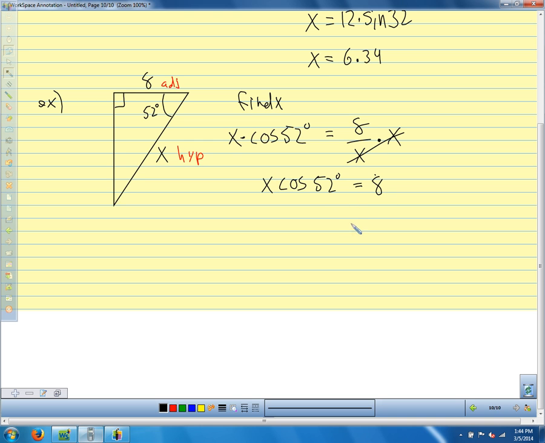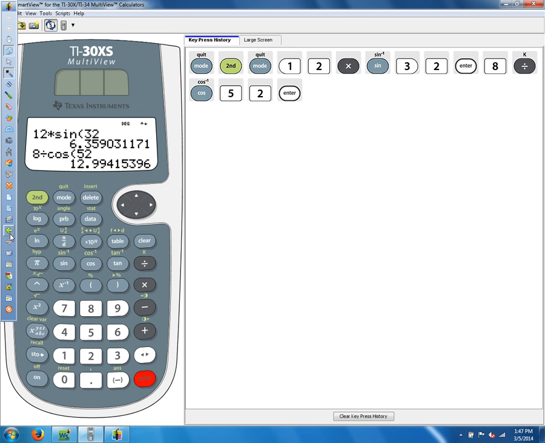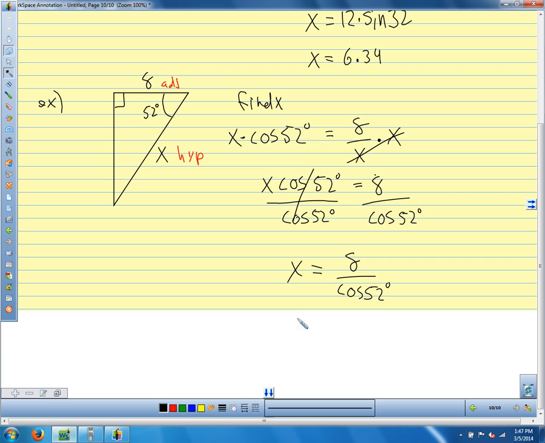How do I get x by itself now? Divide by cosine of 52 degrees. So these cancel. Anything divided by itself is just 1. I get x equals 8 over cosine 52 degrees. Now I go to my calculator. 8 divided by cosine 52. Enter. 12.99. Now I go back. X equals 12.99.